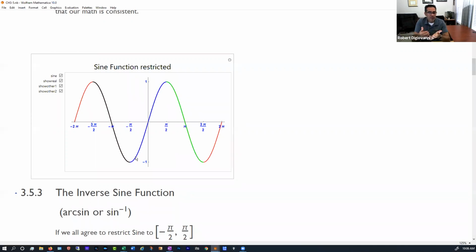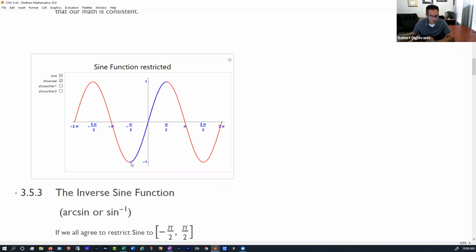Well, because there's an infinite number of choices, we, meaning human beings, all had to agree on which chunk we're going to look at. That way when we talk about inverse functions, we're all talking about the same piece. And the one that we agreed upon is the blue one. That blue piece is what we have all agreed as humans on this planet to be the piece of the sine function we will use when we want to talk about an inverse function for sine.